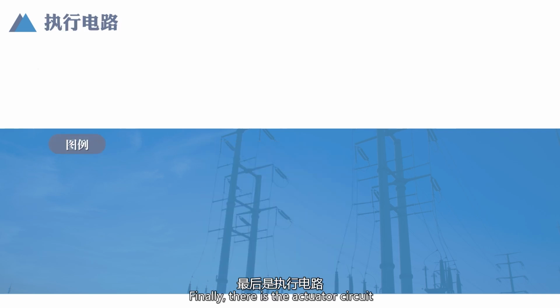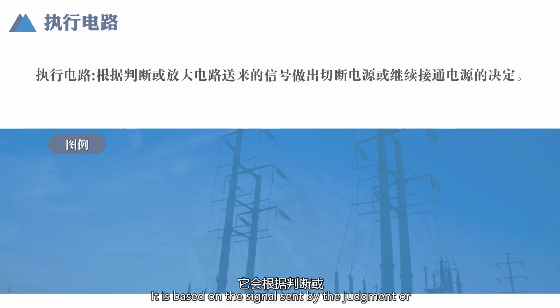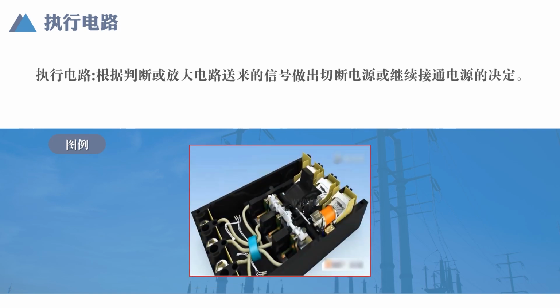Finally, there is the actuating circuit. Based on the signal sent by the judgment or amplifier circuit, it will decide to cut off the power or continue to keep the power on. For example, in a household air switch with leakage protection, if the signal reaches the condition for the actuating circuit to operate, the overcurrent detector disengages, the air switch trips, and the circuit is broken.